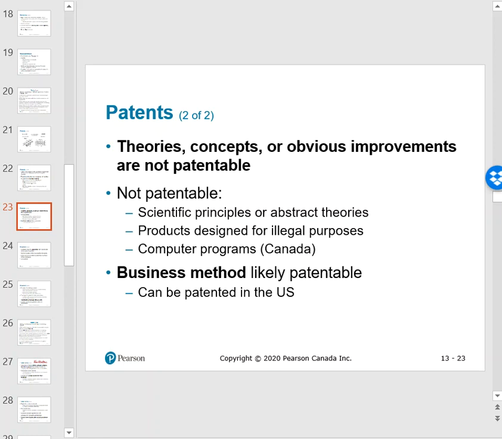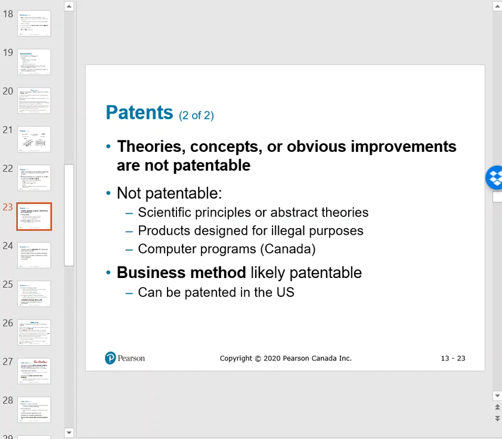And here in Canada now, after the Amazon case, business methods may be patented. And the Amazon case, let me tell you, was Amazon patented their one-click purchase. This one-click purchase is an example of a business method. And they had it patented in the US.